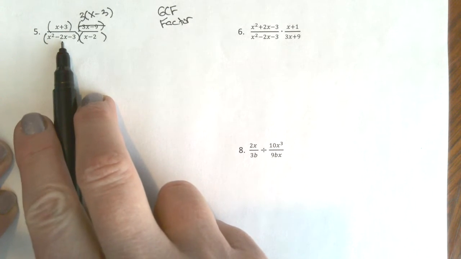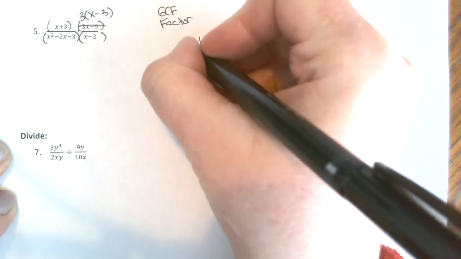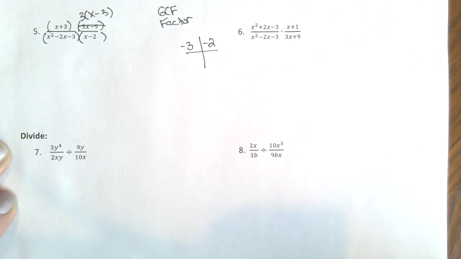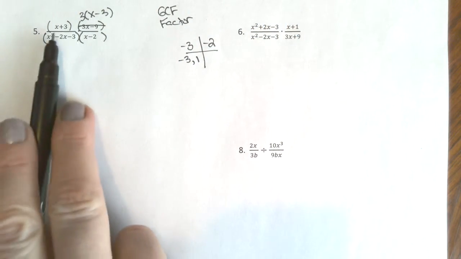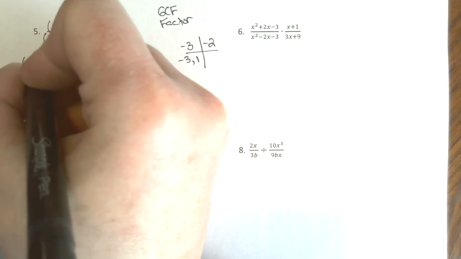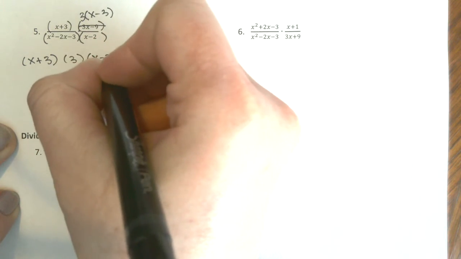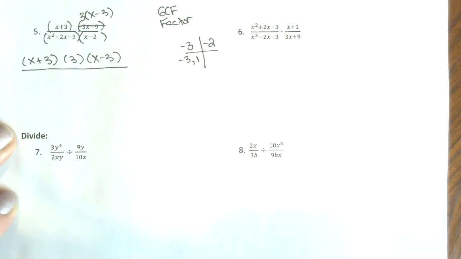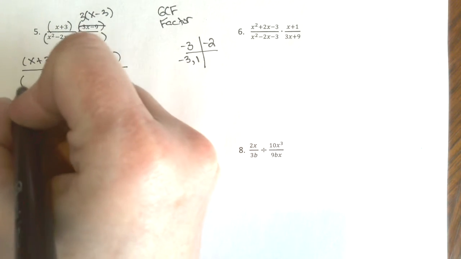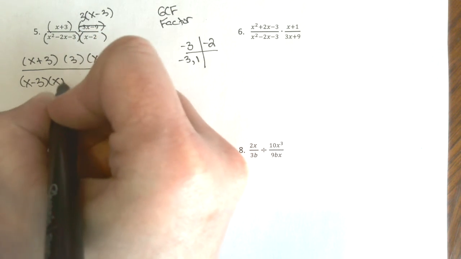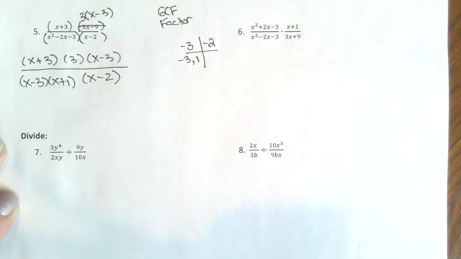And then here in this denominator, I can make an ACB chart. So I need factors of negative 3 that add to negative 2. So I get negative 3 and 1. All right, so let's rewrite this more neatly. So I have x plus 3 on top times 3 times x minus 3. And in the denominator, this trinomial right here is going to factor as x minus 3, x plus 1, and then I'm going to rewrite my x minus 2.